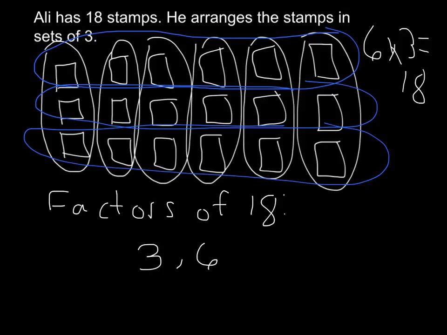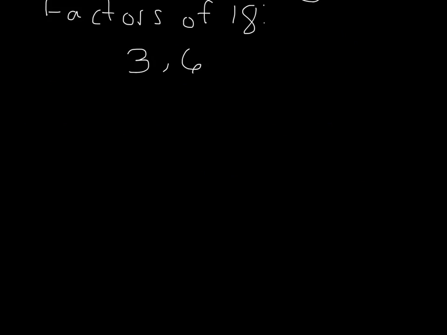What I want you to do is think of what are some other ways Ali could have arranged his 18 stamps. Why don't you pause the video and write what other kinds of arrays he's written. And then when you're done, you can play again and we'll list the other ways he could have written this. Okay, I hope you've thought of some other ways he could have drawn his 18 stamps.